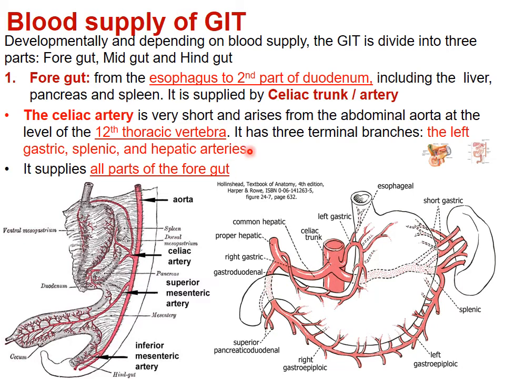So these are the 3 main branches of the celiac trunk supplying the lower part of the esophagus, the whole of the stomach, the upper 2 parts of the duodenum, and the spleen and the liver, so it supplies all parts of the foregut, right? You should know which structures are included in the foregut: the lower part of the esophagus, stomach, first 2 parts of the duodenum, then the accessory glands, pancreas, spleen, and liver. They're all supplied by the celiac artery.